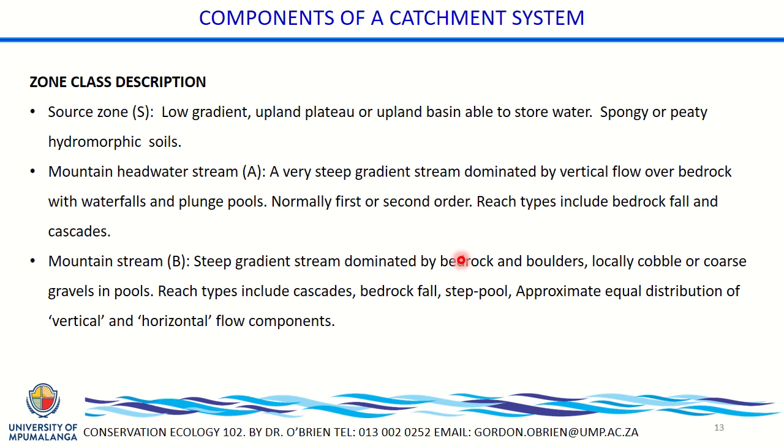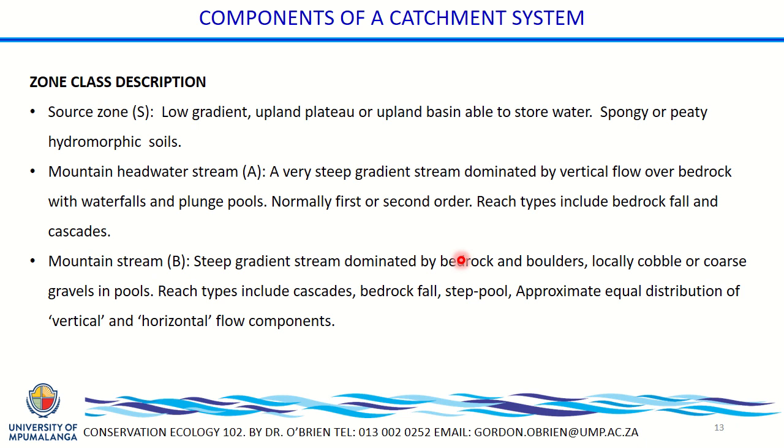We can talk about that if anybody has a question, but I'm not worried about first, second, third, fourth orders. First order is the main stem. Second order is its first tributaries. Third order is those tributaries. Reach types typically include bedrock falls and cascades. Lots of fast-moving water because you're up in the mountain.